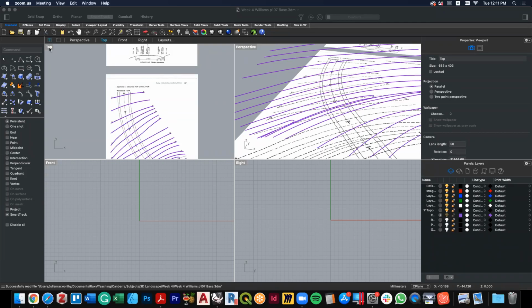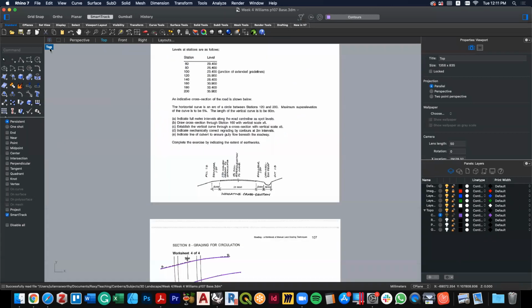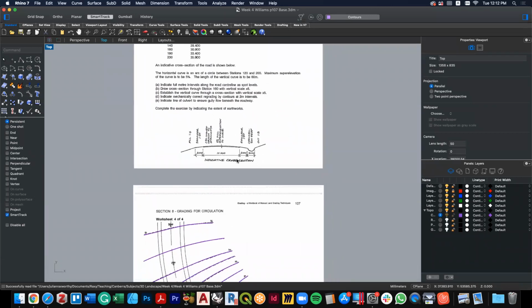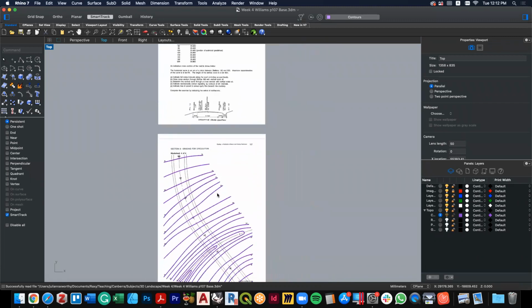So in this exercise, I'm going to use another one of George Williams's exercises. This time it's about grading for circulation, from his chapter on that topic. I'm using his worksheet on page 107. What I've done to start with is insert those two using the picture command into Rhino.